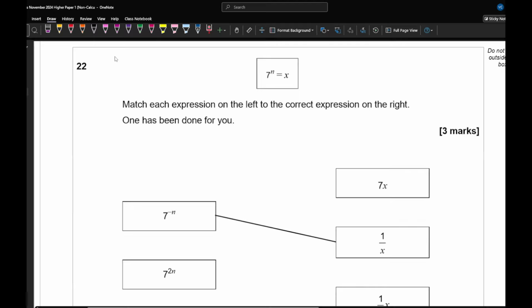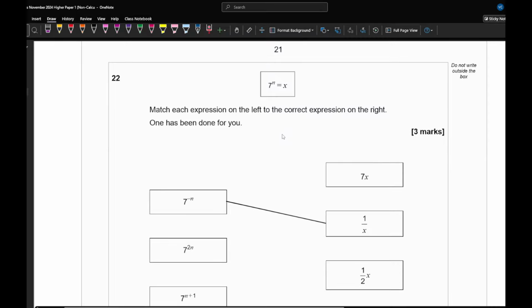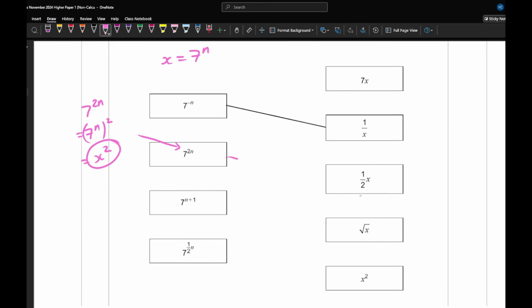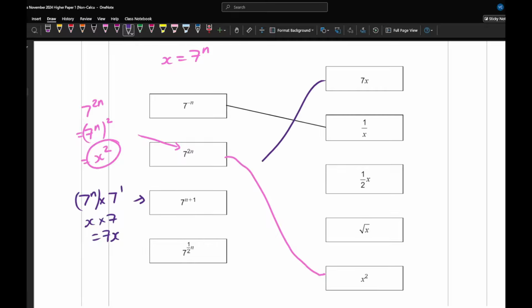Moving on to question 22, it says match each expression on the left to the correct expression on the right. One has been done for you. If I know that x equals 7 to the n, then 7 to the 2n is the same as 7 to the n, squared, and if 7 to the n is x, that's going to be the same as x squared. So this one here needs to join up with this here. Now when I've got 7 to the power of n plus 1, that is the same as 7 to the n multiplied by 7 to the 1. Now if 7 to the n is x, that's the same as 7 times x, which is the same as 7x. So that needs to match up with this one here.